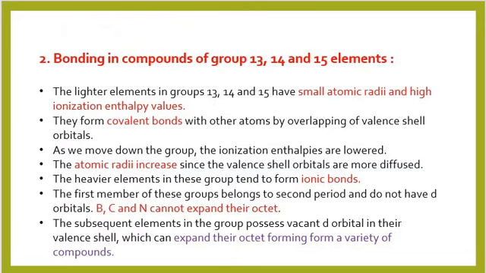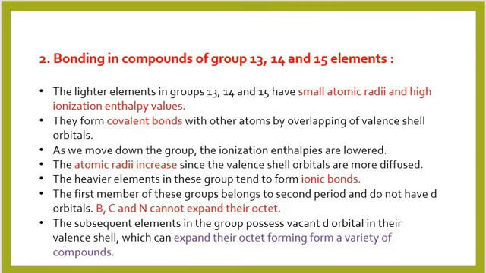Now, bonding in compounds of group 13, 14 and 15 elements. The lighter elements of group 13, 14 and 15 have small atomic size and high ionization enthalpy values. They form covalent bonds, and you all know a covalent bond is formed by the overlapping of valence shell orbitals. As you move down a group, the ionization enthalpy is lowered and atomic radii increase because there is gradual addition of shells, and heavier elements in these groups form ionic compounds or ionic bonds.